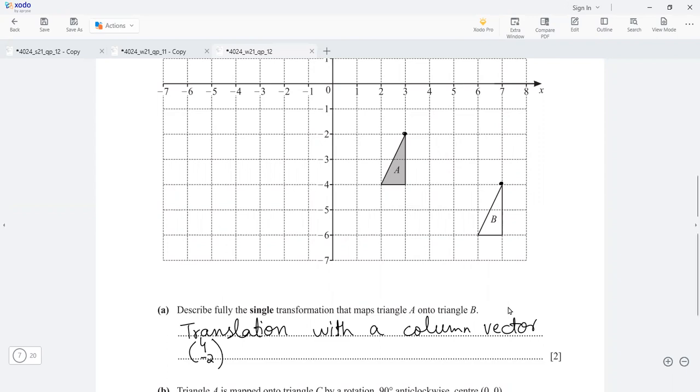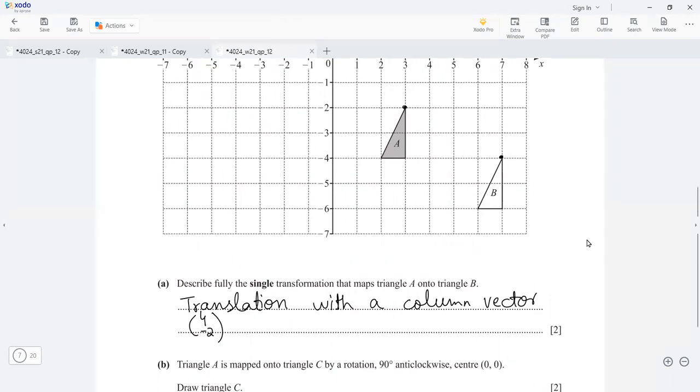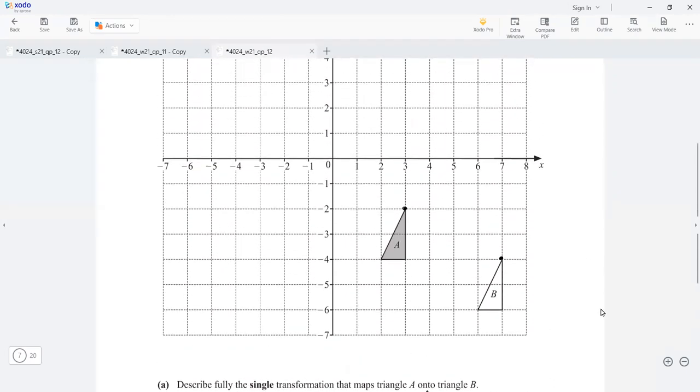In the next question, what is basically required? They are saying that triangle A is mapped onto triangle C by a rotation of 90 degrees anti-clockwise. Two things are mentioned: angle as well as direction. And the center of rotation is 0, 0. So the center of rotation is playing an important role from triangle A to C. I am pointing to the center of rotation, that's the origin point.